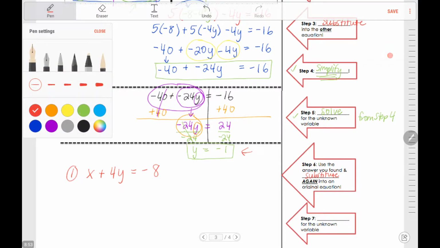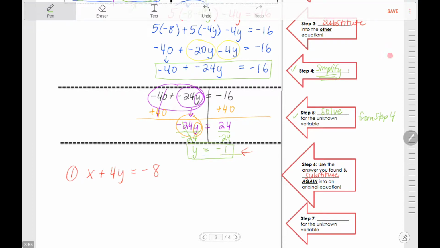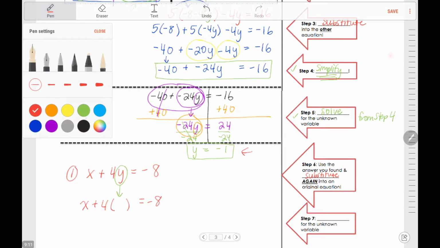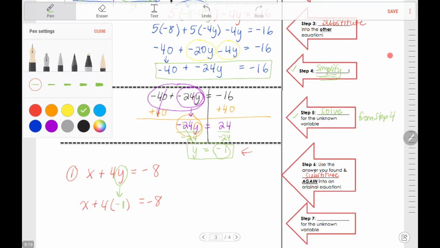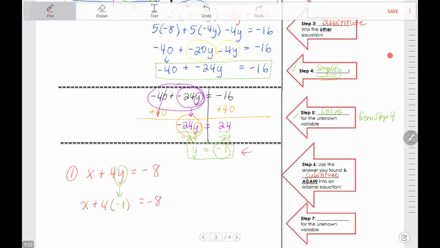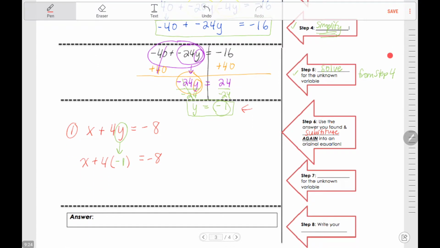And what I need to do is I solved for y here. So I'm substituting my y with negative 1. So I'm going to rewrite this equation. Now instead of writing the y, I'm going to have an open set of parentheses. Make room for what needs to be replaced there. Because y is negative 1, I'm replacing this y with negative 1. That was step 6. We substitute.